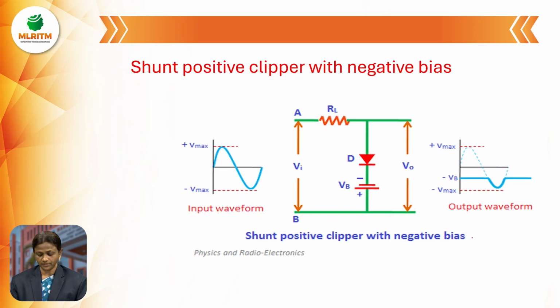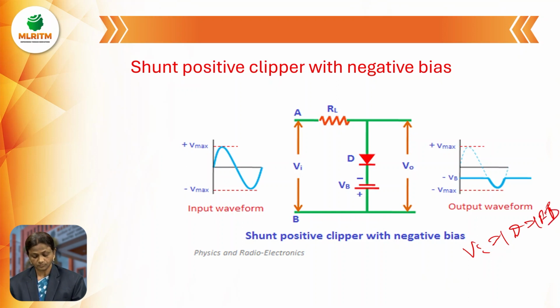Shunt positive clipper with negative bias means the negative terminal of VB is connected to diode D. So the circuit will be like this. During the positive half cycle, terminal A becomes positive, terminal B becomes negative. When terminal A becomes positive, the positive terminal is connected to the anode of diode D. So due to Vi, diode D is in forward bias.